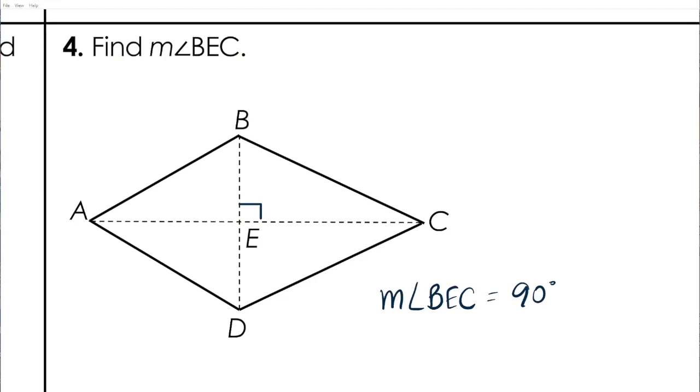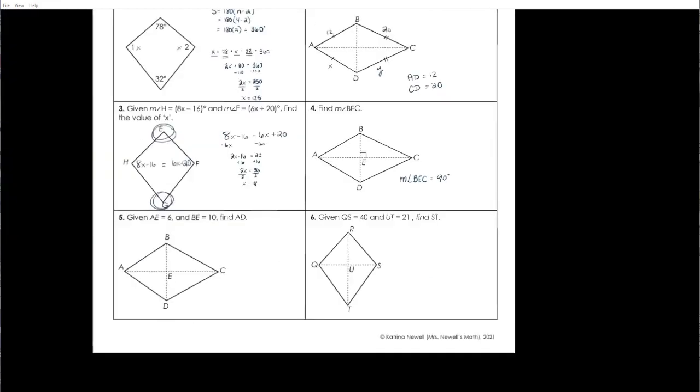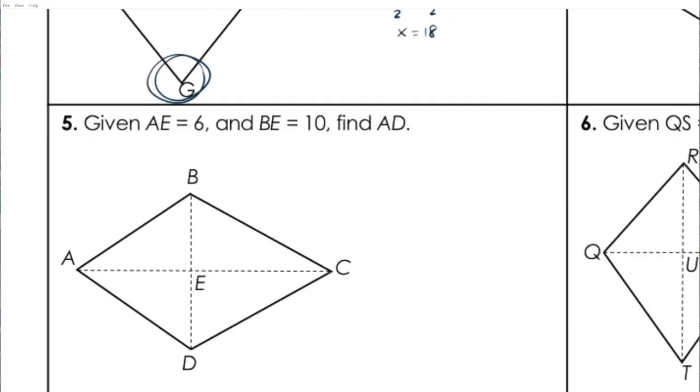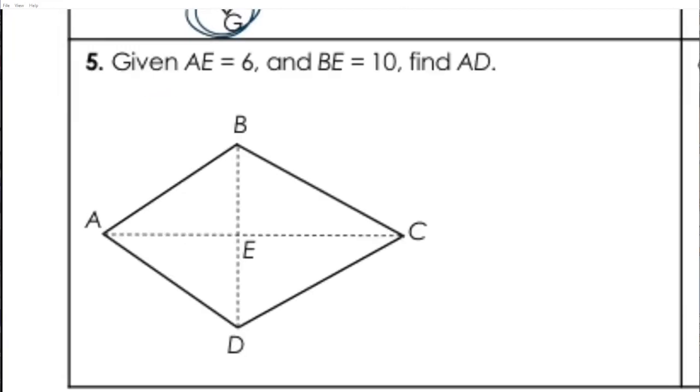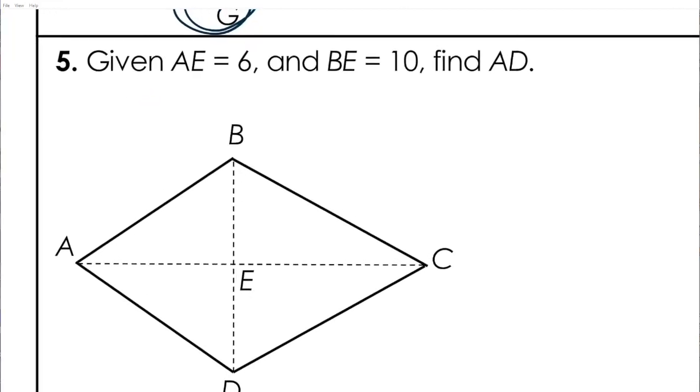Again, that's all we could do with this question. There's nothing else. We don't have any more information to be able to find any of our angles. All we could do is say that that's 90 with the given information. All right, number 5. AE is 6. BE is 10. Find the length of AD.